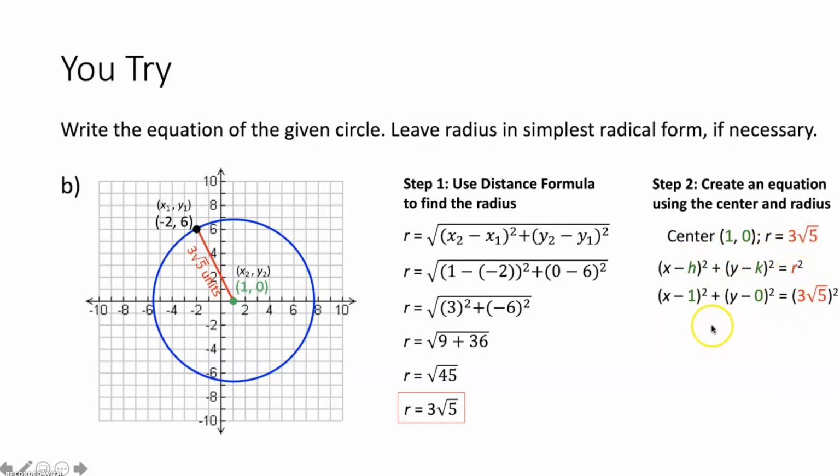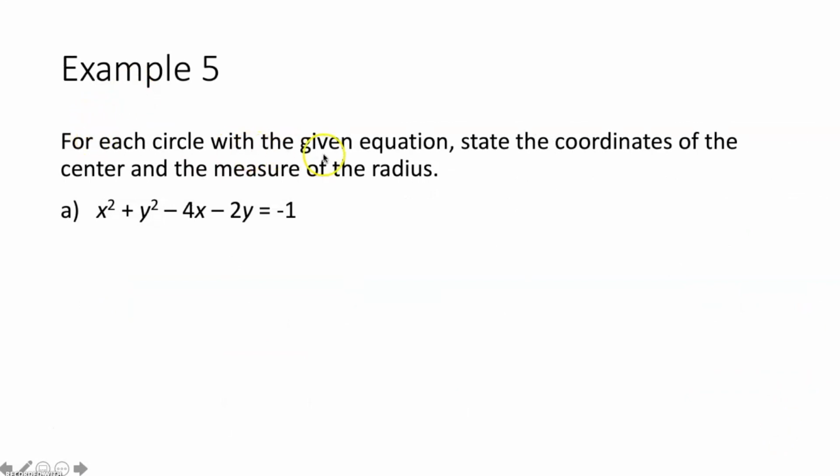Now I just simplify whatever I can. x minus 1 is just going to stay x minus 1. y minus 0, we can just rewrite as y. And then 3 root 5, the quantity squared. Again, this trips up everybody, but it's pretty easy. You just square the 3 and square the root 5. What's 3 squared? That's 9. What's root 5 squared? The square and the square root just cancel each other out, giving you 5. So 9 times 5 then is 45. And you're done.